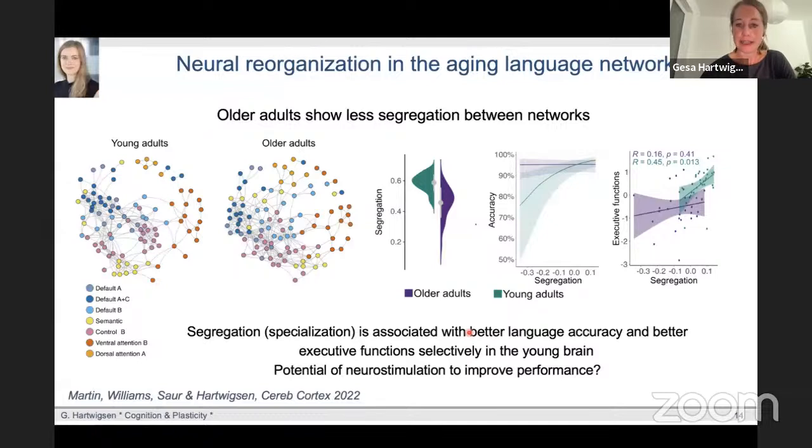And finally, when it comes to the behavioral relevance or the correlation with good performance, we see that a high degree of segregation or specialization of the networks is associated with better language accuracy and better executive functions. So both with semantically demanding performance and general executive functions, selectively in young brains. So it seems that a high degree of segregation is good for young brains, but potentially not so good for old brains. And I see a question.